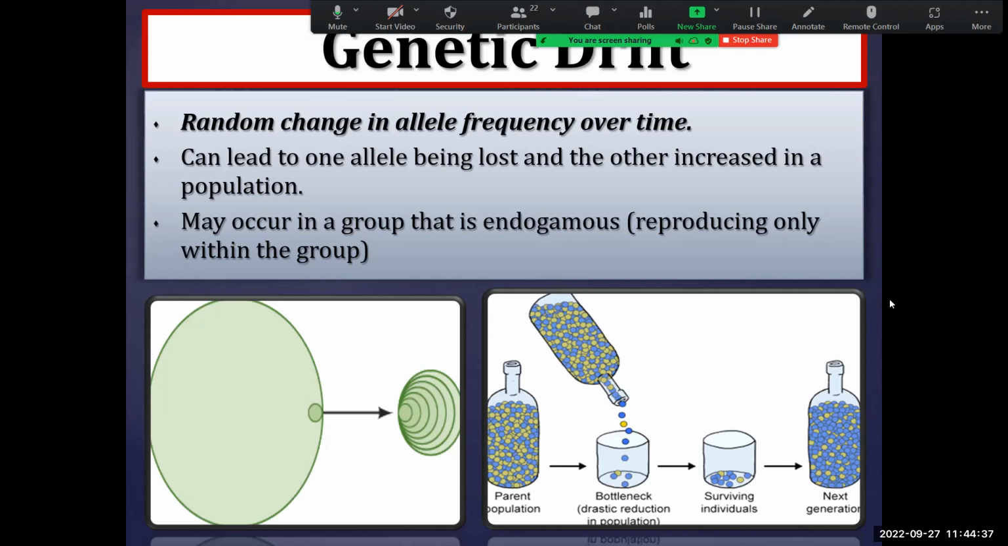So this image here on the right is showing the parental population in a bottle. And again, the different colors are representing the different alleles or variations of a gene. So in this example, we've got yellow alleles and blue alleles. And during the bottleneck event, there's a bottleneck situation where there's a drastic reduction in population size. So by chance, this could be some sort of environmental catastrophe that results in only a certain portion of the population surviving.